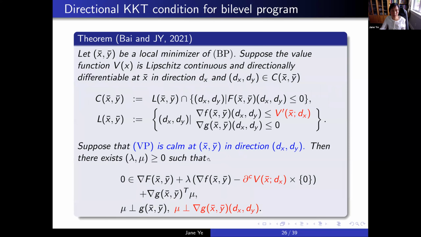So with this weaker condition, we can have a weaker optimality condition for the value function reformulation. Here, the non-directional Clarke subdifferential is replaced by the smaller directional Clarke subdifferential.